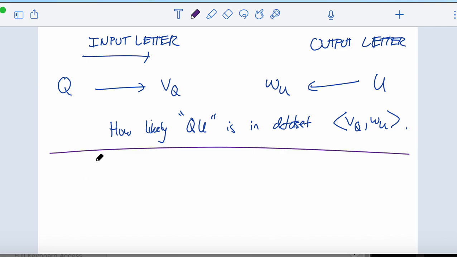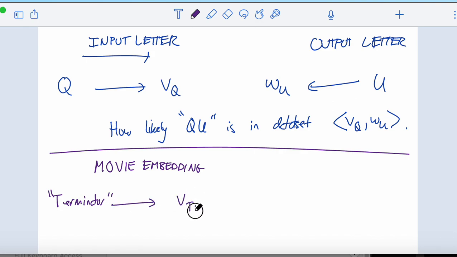So you could say you have the movie embedding. What's a good movie? What's going to be my example movie? Terminator. I don't know why. Terminator. So that's a movie. You have like 9,000 movies in the data set. Every single movie is going to get its own vector. You're going to embed that into the vector V Terminator.